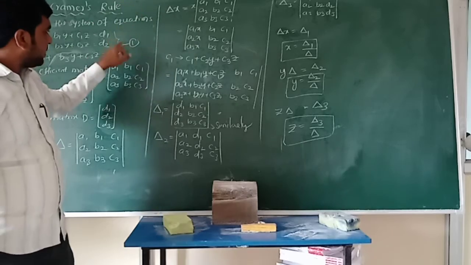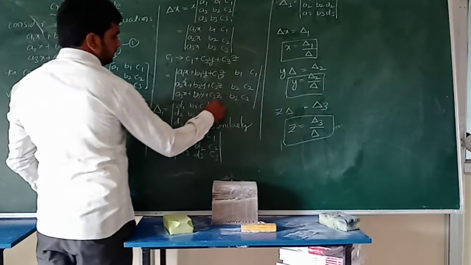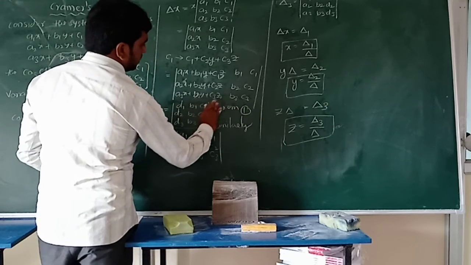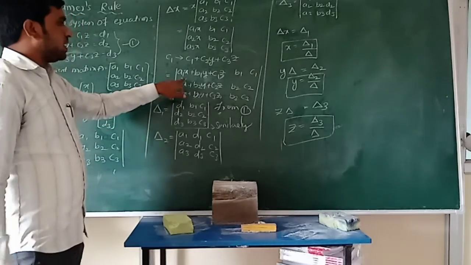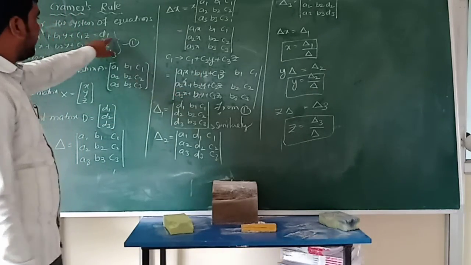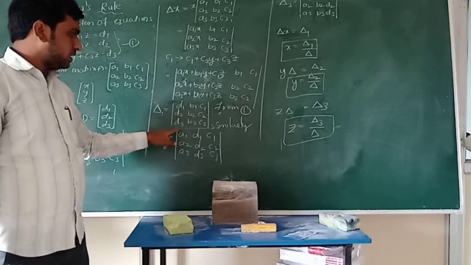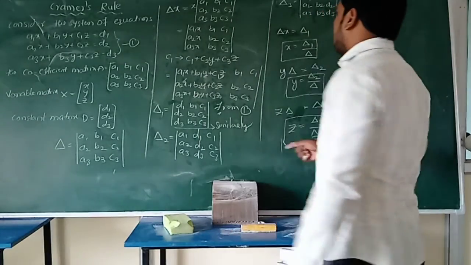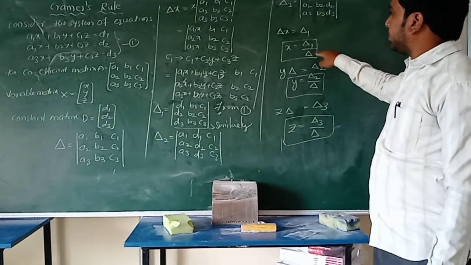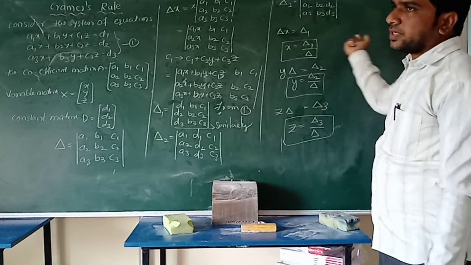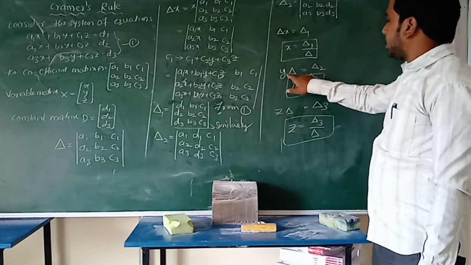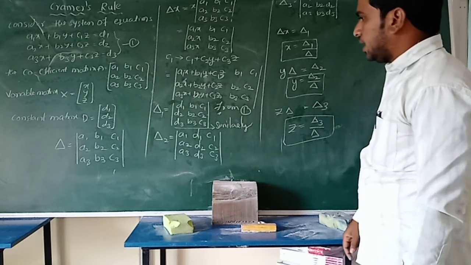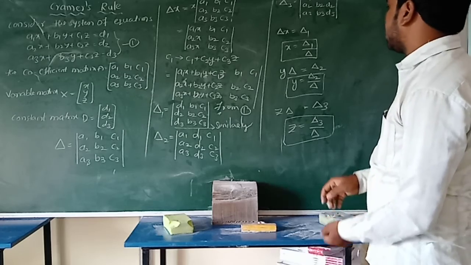Now from equation number 1, a1x plus b1y plus c1z is equal to d1. Replacing with d1, d2 and d3, this is delta 1. Similarly, this is delta 2 and this is delta 3. Now delta into x is equal to delta 1, so x is equal to delta 1 by delta. Since this is multiplied with x, it comes to the right side as division. Similarly y is delta 2 by delta, and z is delta 3 by delta. This is the solution of x, y, z.